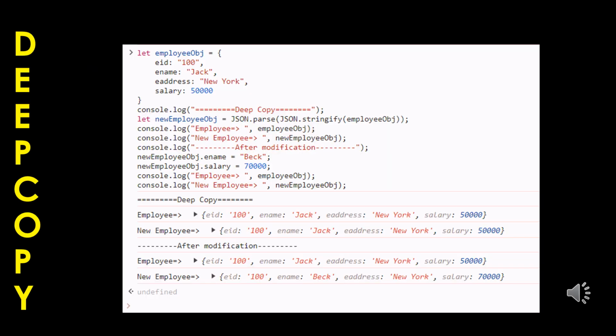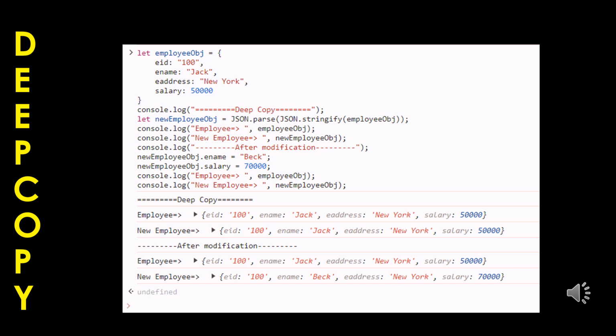I have an example here. We have one employee object which has an eid 100, ename is Jack, eaddress is New York, and esalary. When we print this object before changing, it will print this particular information, eid is equal to 100, like that. Now we are creating a new object, the new employee object. Here, instead of just using the equal operator to assign the employee object to the new employee object, we make one correction: JSON.parse of JSON.stringify of the employee object.